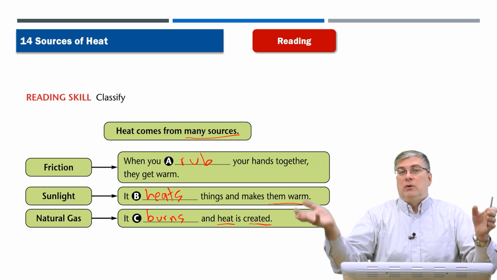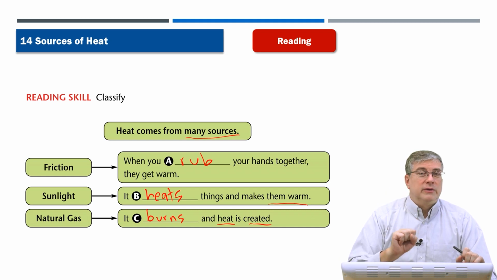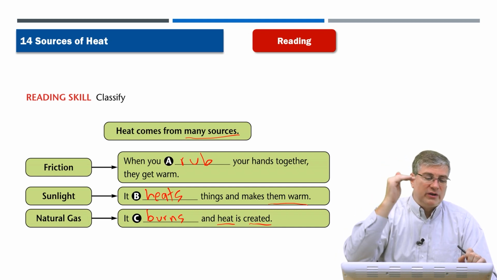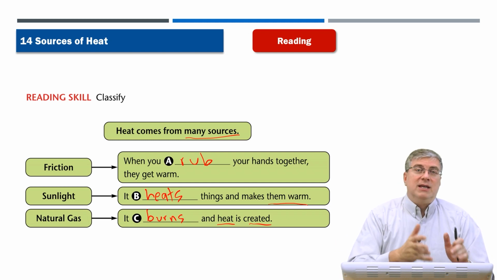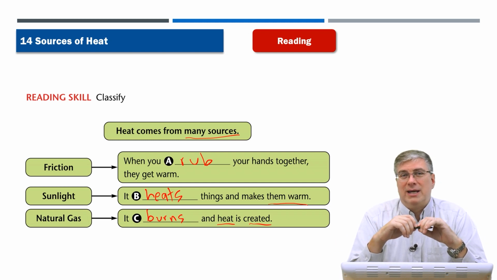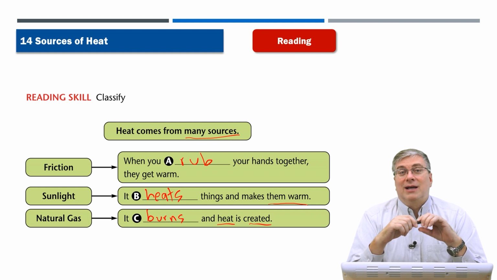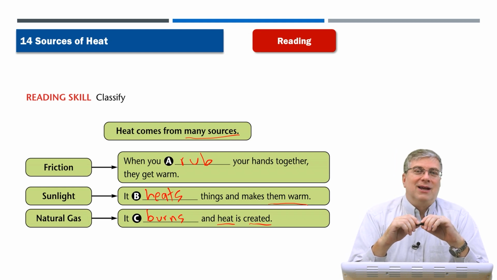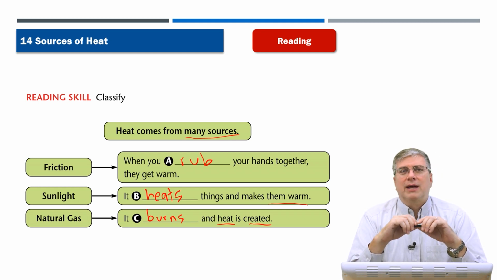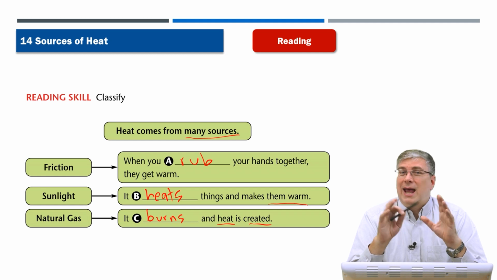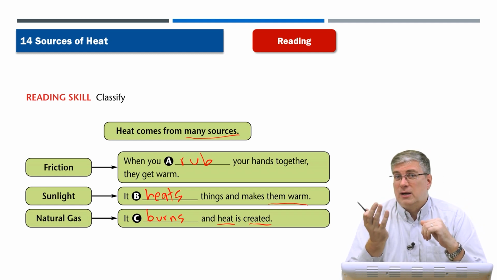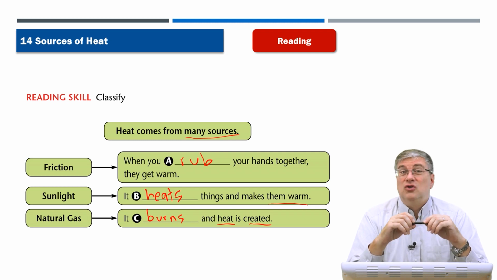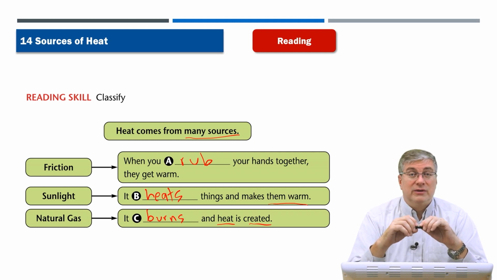Heat comes from many sources. What are three of those sources? Boom, boom, boom. Friction, sunlight, natural gas. Of course, there are other sources as well, but these are the three mentioned in the reading passage. Okay, so that's our lesson for today. We're taking a scientific look at how heat is created and also how heat moves, using conductors or insulators to protect against too much heat or too much electricity.